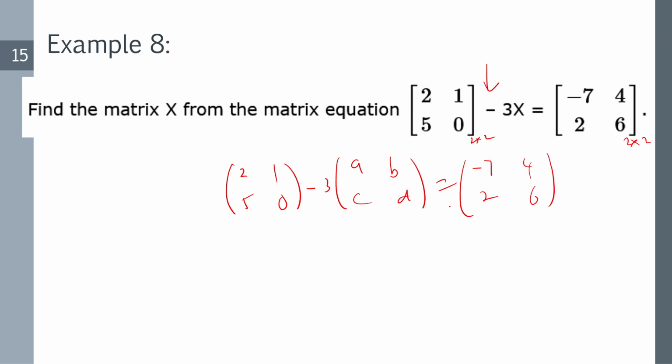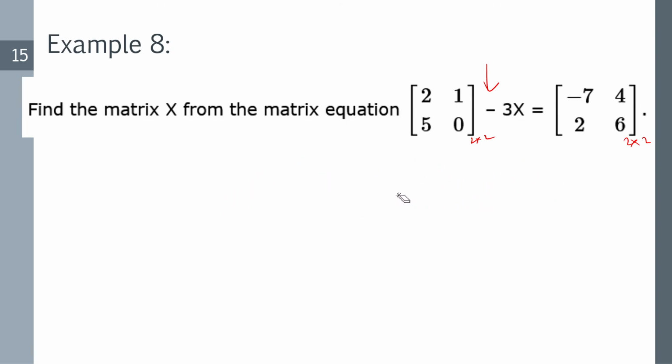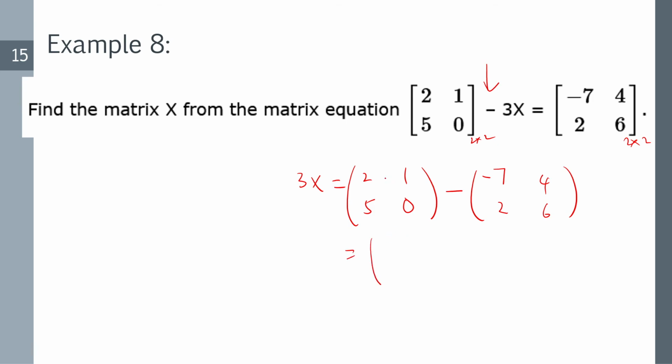You can do it this way. Or the other way, what we can do is use algebraic manipulation. That means I shift this one to the other side. My 3X equals my 2, 5, 1, 0 minus this matrix 7, 2, 4, 6. And then I subtract first. 2 minus 7 is negative 5, 1 minus 4 is minus 3, 5 minus 2 is 3, and then 0 minus 6 is minus 6. And then this is my matrix 3X.